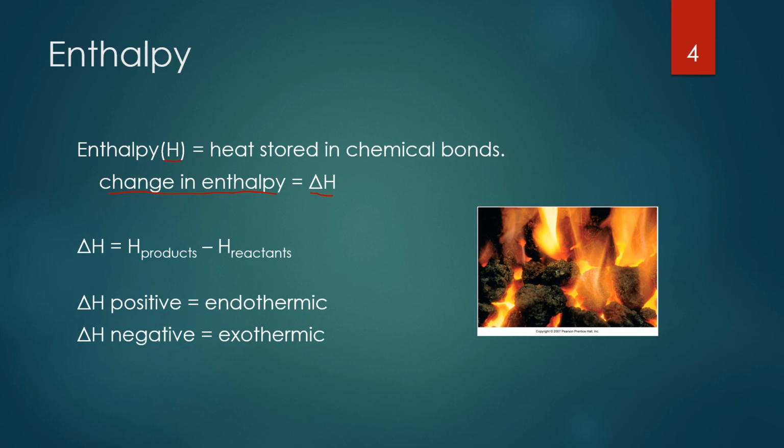The symbol delta H means change in. Whenever you see a triangle in mathematical or chemical formulas, it means change. Change is always final minus initial. So to figure out delta H, we take the enthalpy of the products, which is the final result of the reaction, and subtract the enthalpy of the reactants, which is the initial part of the reaction. Final minus initial, in this case products minus reactants.